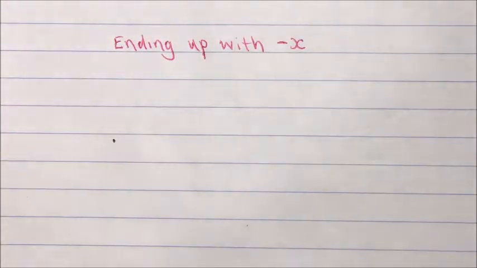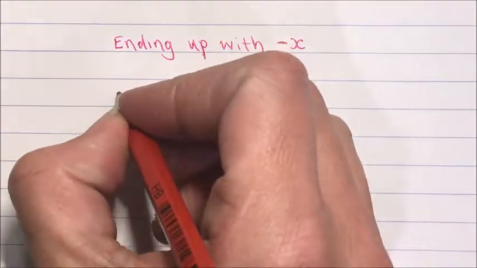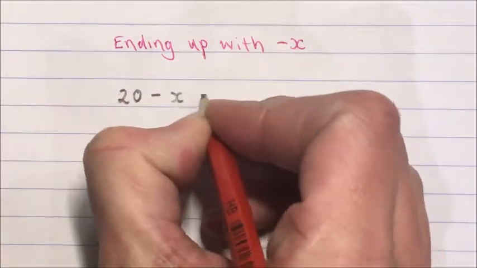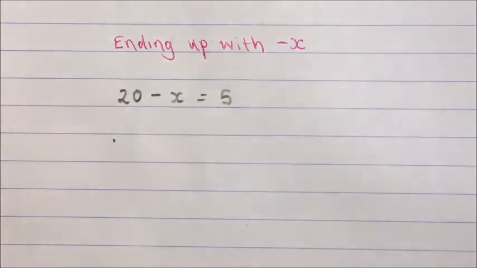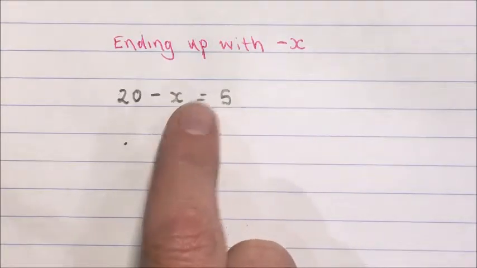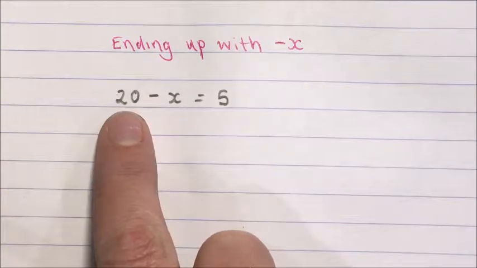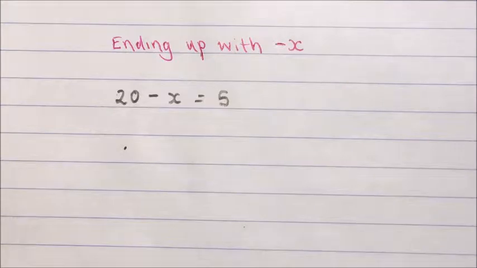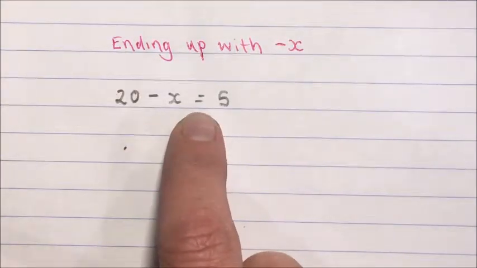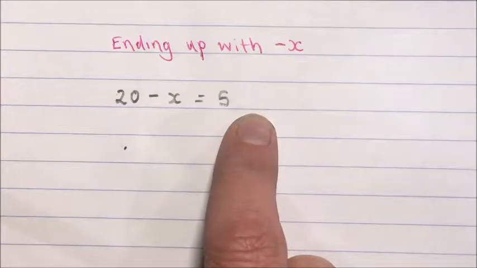This is a super quick little demo for what happens when you end up with negative x. Something like 20 minus x equals 5. Again, we can totally backtrack and see that 20 minus x equals 5 is the same as 5 plus x equals 20. But again, we're balancing equations. We're making sure that the left-hand side always stays equivalent to the right-hand side.